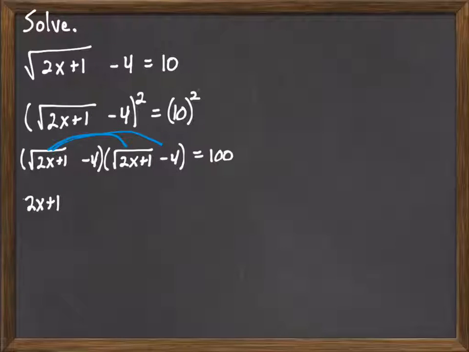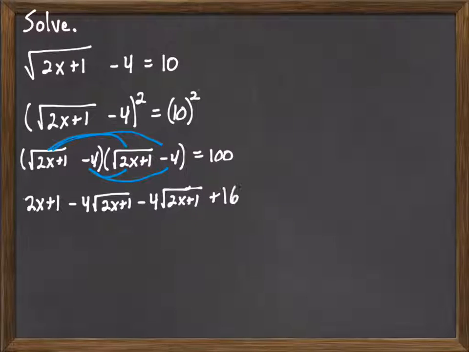And then we take that square root times the minus 4. We'll just get minus 4, square root of 2x plus 1. We then take the minus 4 times the square root. We'll have another minus 4 square root of 2x plus 1. And then finally, minus 4 times the minus 4 will be plus 16, and then again that's equal to 100.